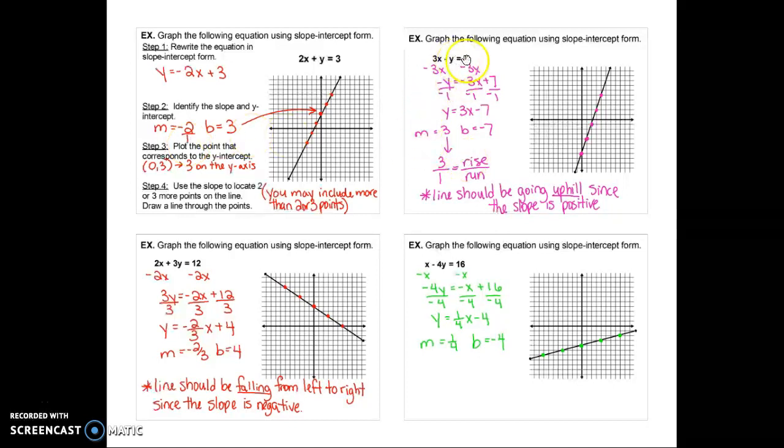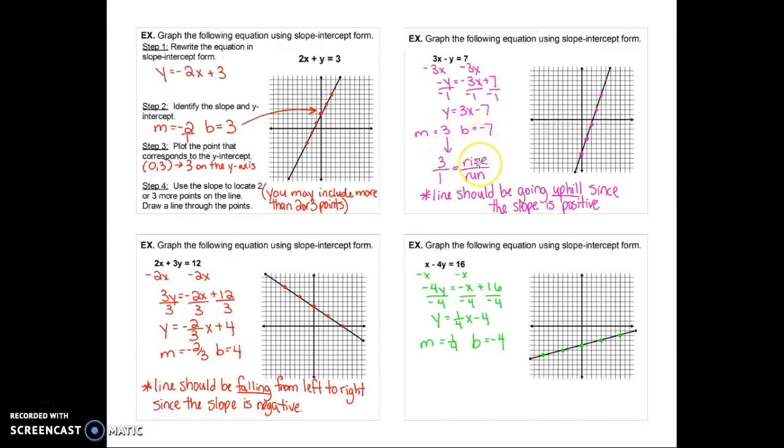All right, now 3x minus y equals 7. Again, first step, you need to rearrange this. So it's going to be negative y equals negative 3x plus 7. You have to divide both sides by this negative 1. That's going to give you y equals positive 3x minus 7. Now your m is your 3. So the next step is to just identify that your slope is 3 and your b value, your y-intercept, is negative 7.